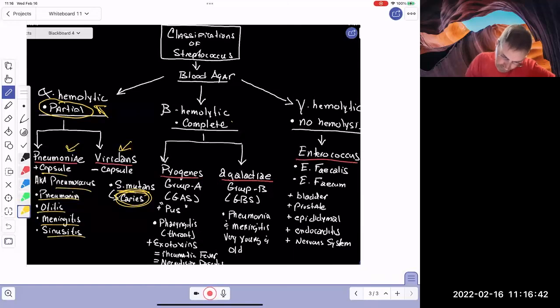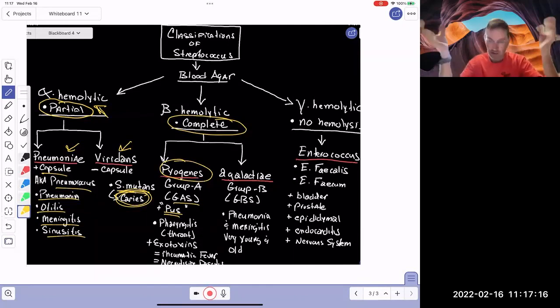If, however, you have complete hemolysis, complete breakdown, where the bacteria clears all the blood out of its path, this is what we call beta hemolysis or beta hemolytic strep. The common types of strep that cause this are Strep pyogenes. Pyogenes means to cause pus. These are pus causing, and these are referred to as group A strep or GAS. So group A strep tends to be Strep pyogenes, and it tends to cause beta hemolysis. These are the common organisms that cause strep throat, where you get all that pus in the back of your throat, right? That's what's causing that.